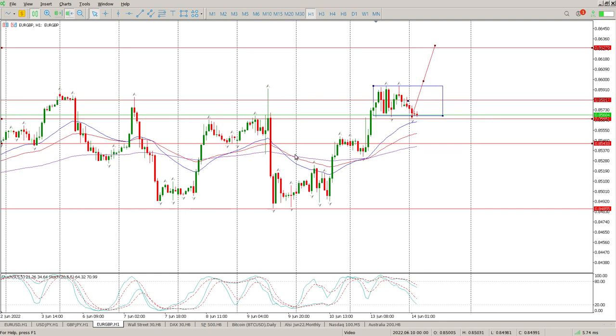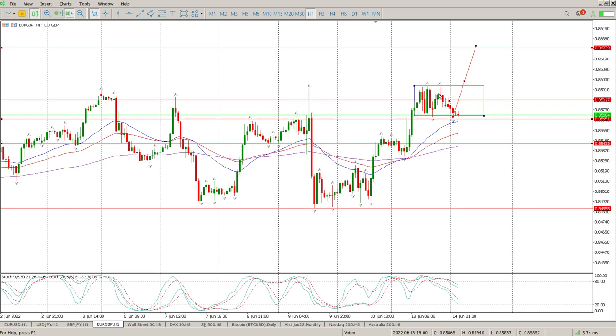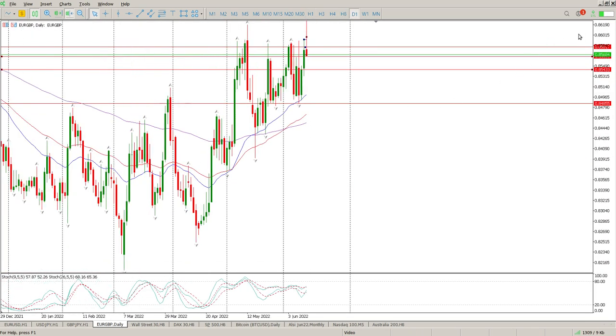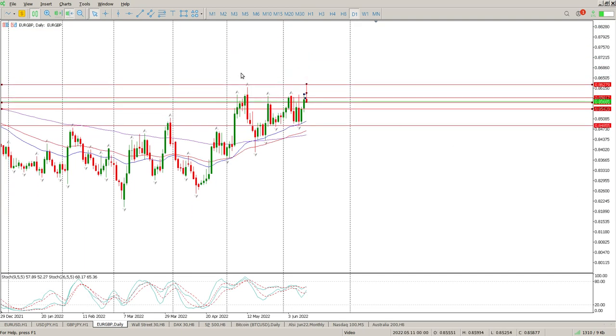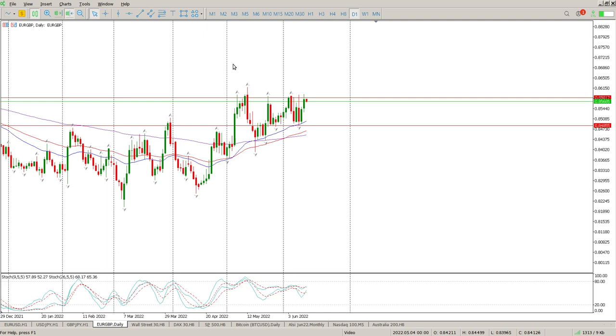Either way, I think I'm set on hands. Let's wait for a bit of better structure and a break of this range. If you look at it in the daily, you'll see what I'm talking about. Let's just delete some noise. You'll see what I'm talking about there.